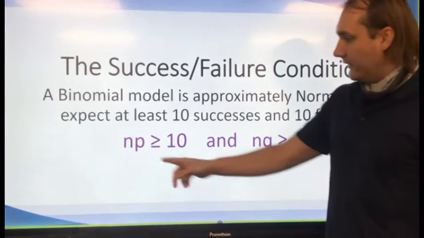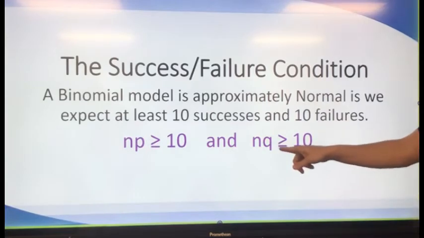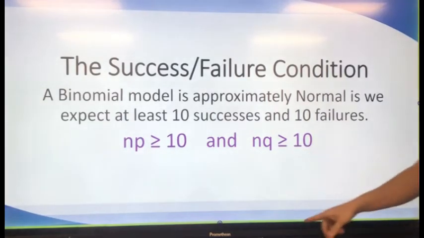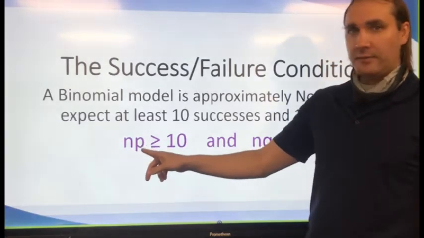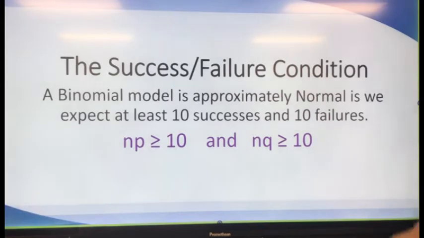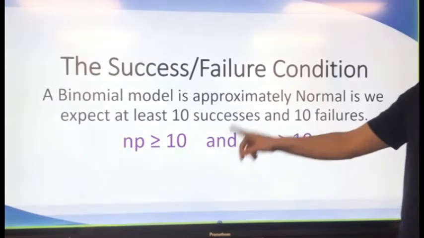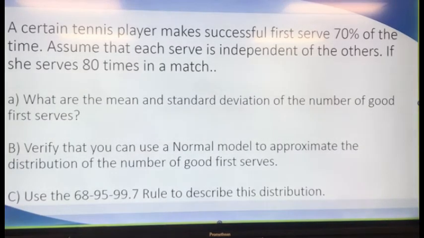So the formula here is: is np greater than or equal to 10, and is nq greater than or equal to 10? Where n is my number of trials, p is my probability of success, and q is my probability of failure. So np has to be greater than or equal to 10, and nq has to be greater than or equal to 10. Let's look at an example.